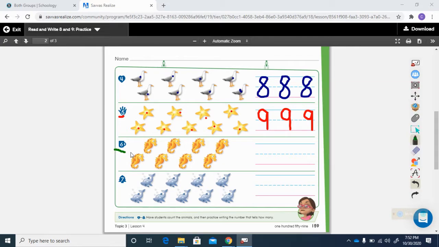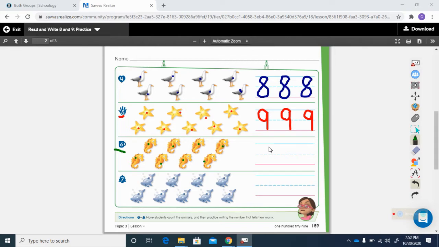Look at number 6. We are going to count the seahorses here. Ready? 1, 2, 3, 4, 5, 6, 7, 8 seahorses. Now look, they didn't give us a dot over here to start our number on. So we have to kind of remember that we start our numbers right below this top line, right below the ceiling. And what number are we writing? We are writing an 8.